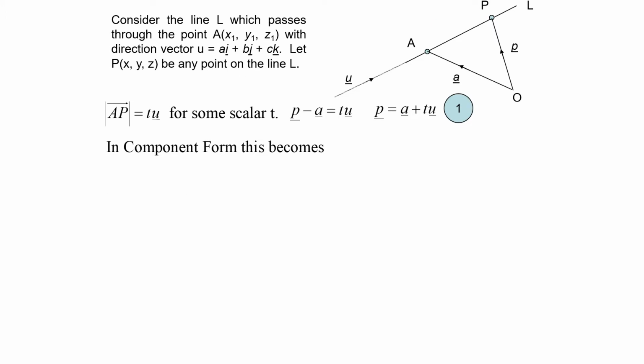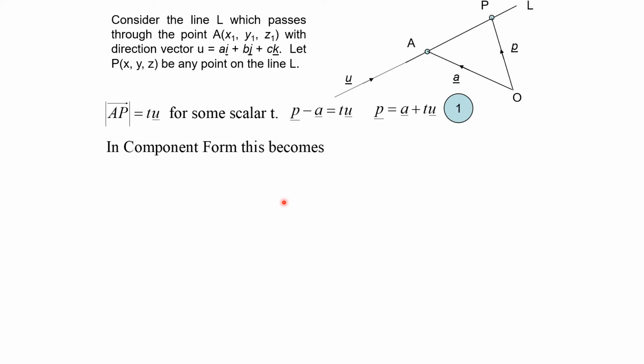Following up from the previous slide, considering the same points that we discussed, the vector AP is obviously tu, because t is a scalar and u is the vector. So if AP is tu, then P minus A, because AP is P minus A, equals tu. We are taking P in terms of A and t, so we move the A to the right. So P equals A plus tu, being equation 1.